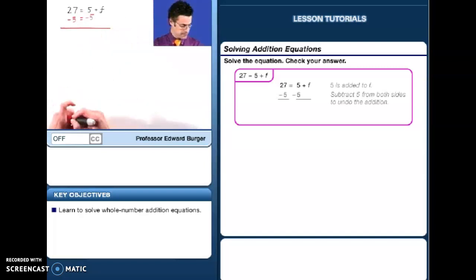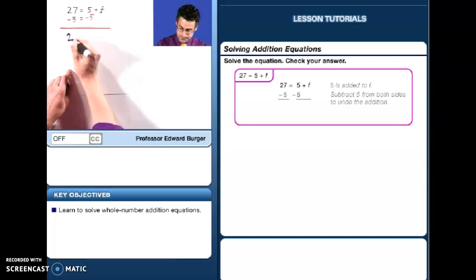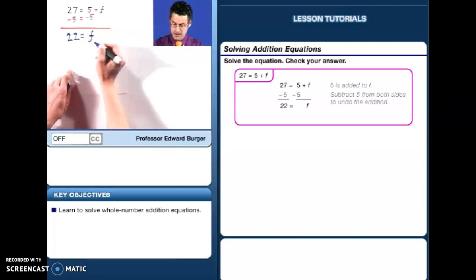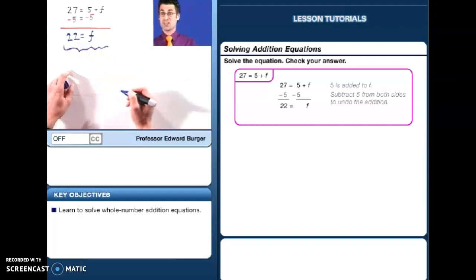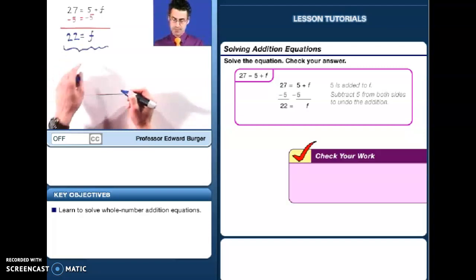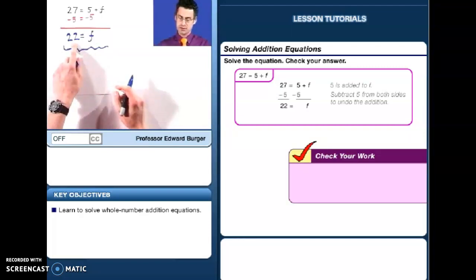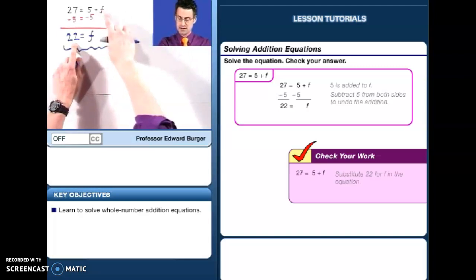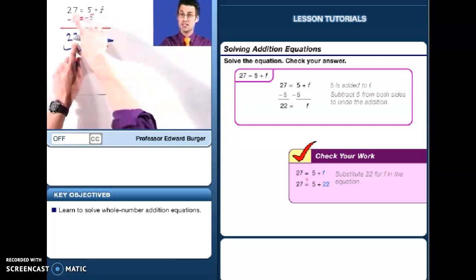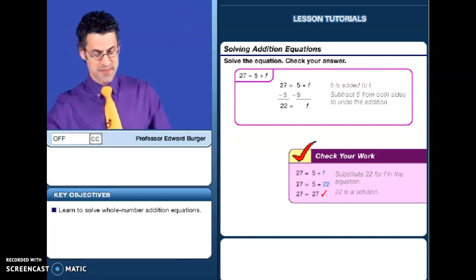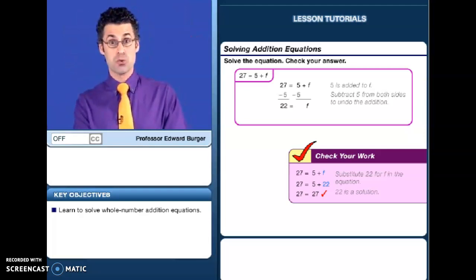27 minus 5 is 22. And 5 minus 5 is 0, and so all that's left is f. So f equals 22 is the answer. Don't believe me? You shouldn't. You can always check by taking this guess of 22 and inserting it back and seeing if it really is correct. If you put a 22 in here, 5 plus 22 does yield 27. This checks. And so we have a solution. This is a great way to solve equations that look like this.